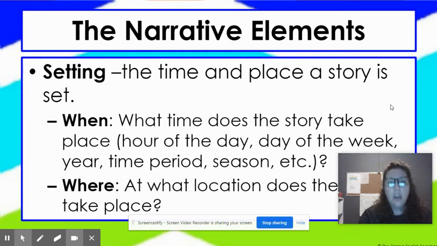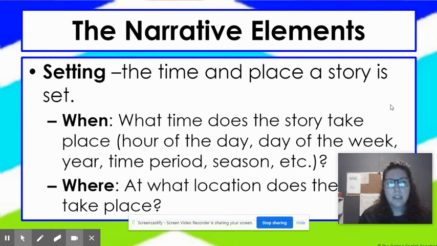And then, where does your story take place? Does it take place at a school? Does it take place at a park, in a house? Where does your story take place? And again, be descriptive, okay? Use your 5 senses to describe your setting so that when your reader is reading about your setting, they get to imagine themselves there. Because that's the idea.